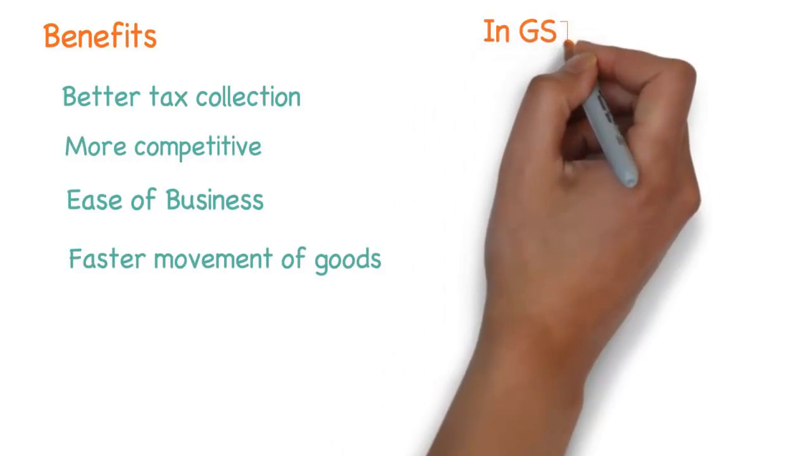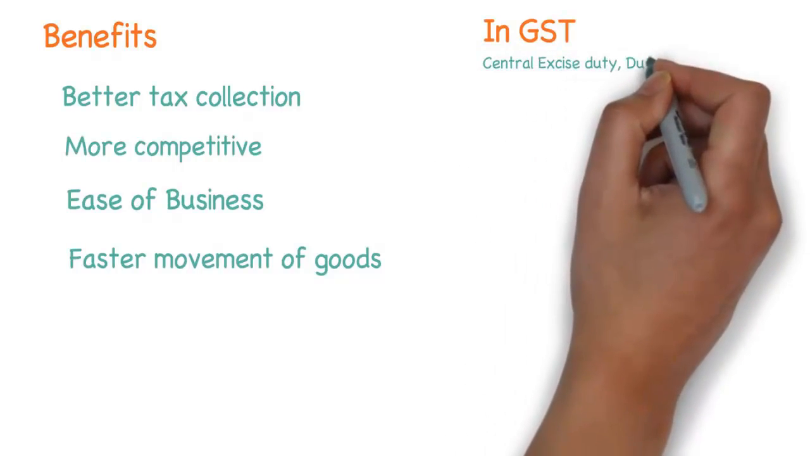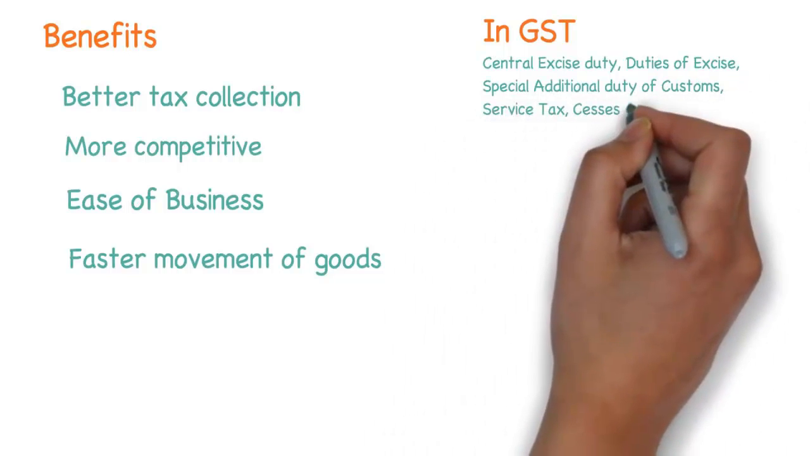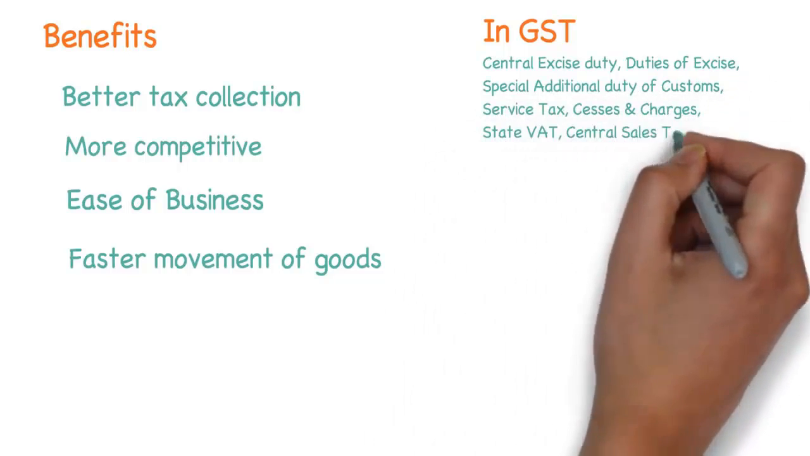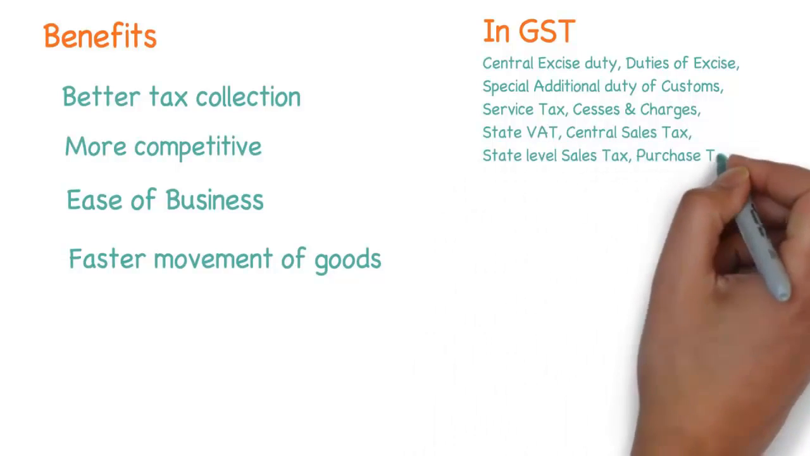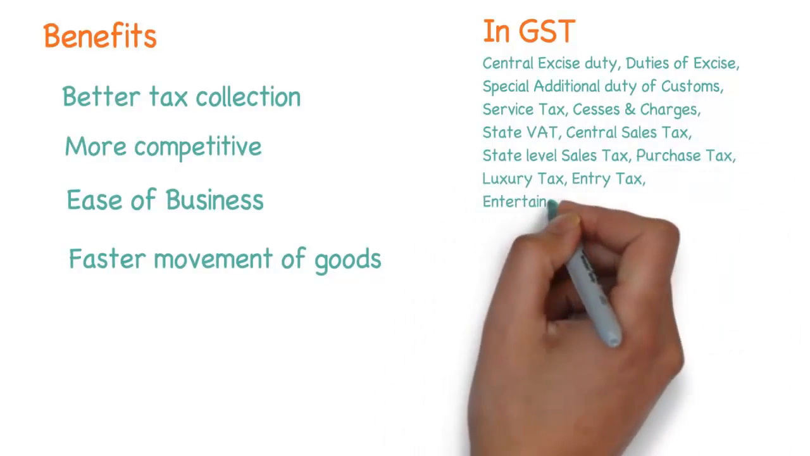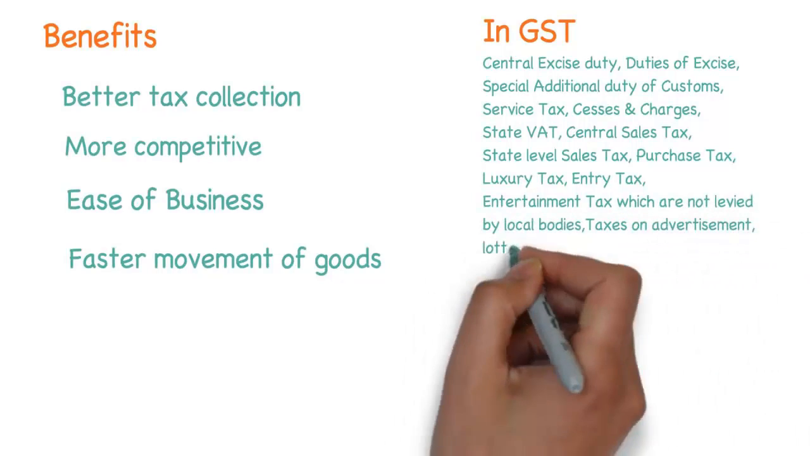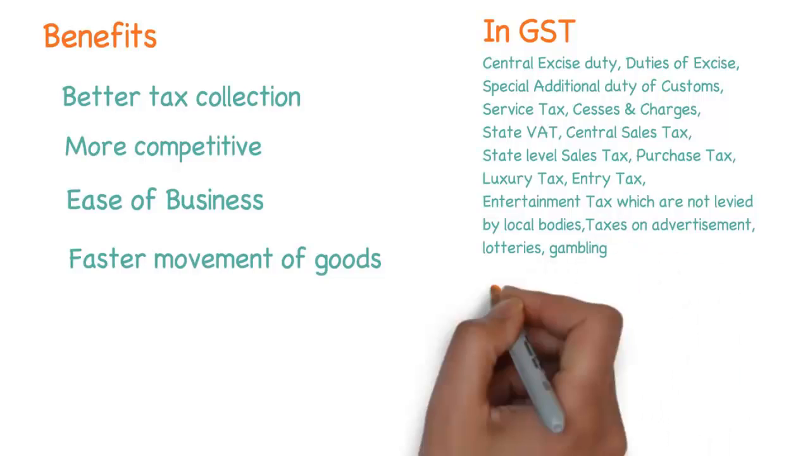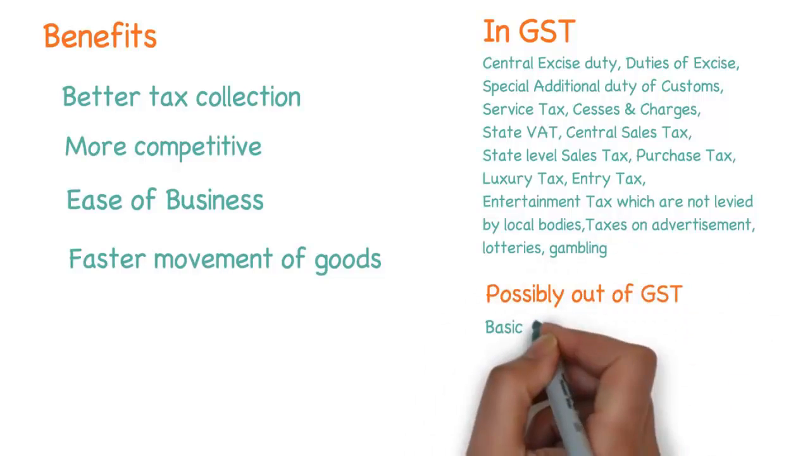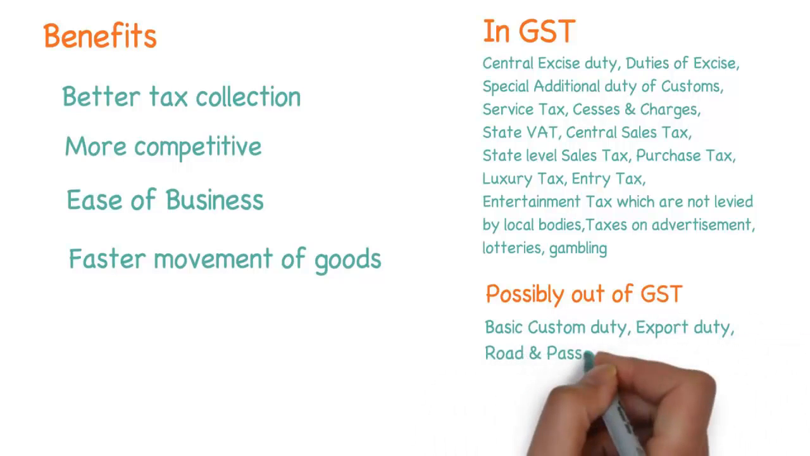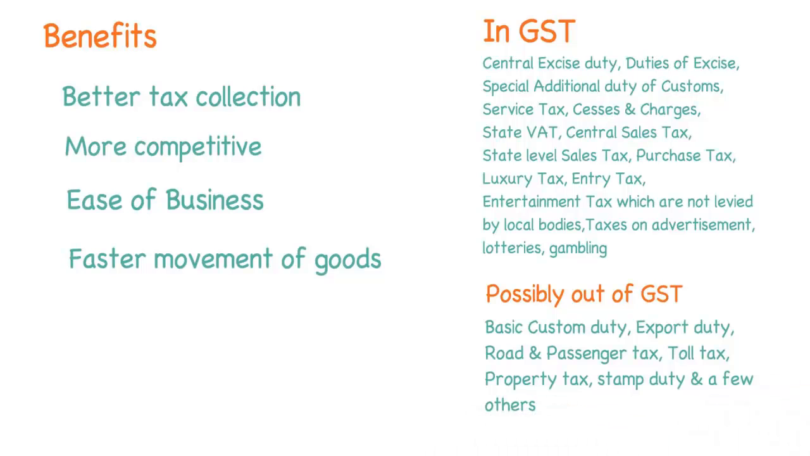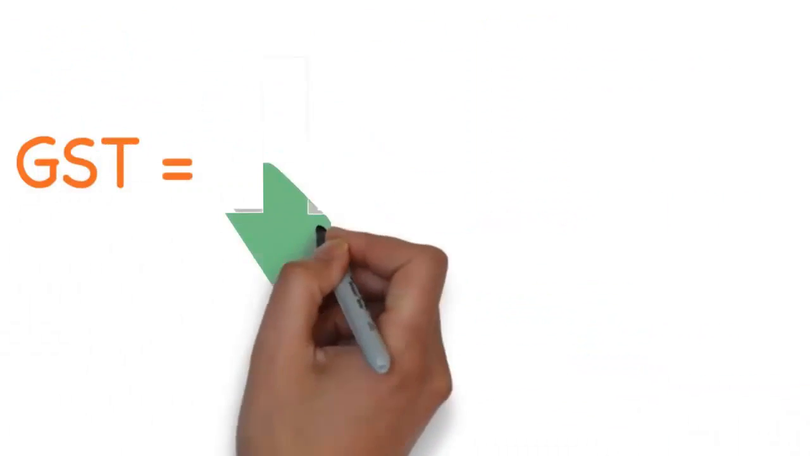GST will replace central excise duty, duties of excise, special additional duty of customs, service tax, cesses and charges, state VAT, central sales tax, state level sales tax, purchase tax, luxury tax, entry tax, entertainment tax, which are not levied by local bodies, taxes on advertisement, lotteries and gambling. GST may not replace basic custom duty, export duty, road and passenger tax, toll tax, property tax, stamp duty and a few others. So will GST make things cheaper?